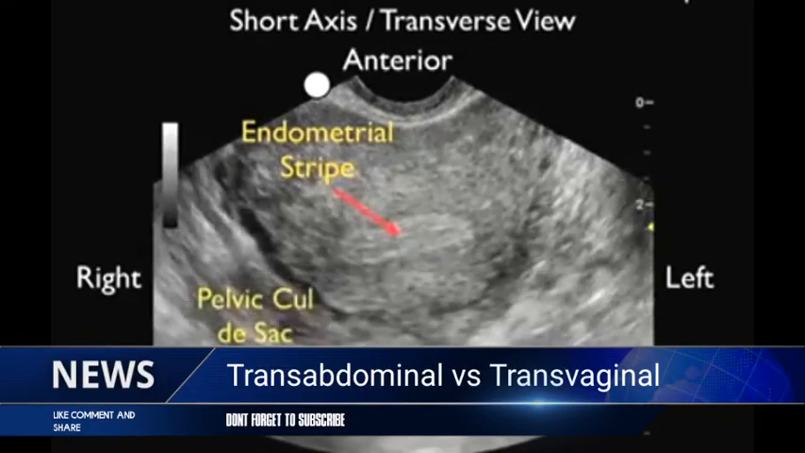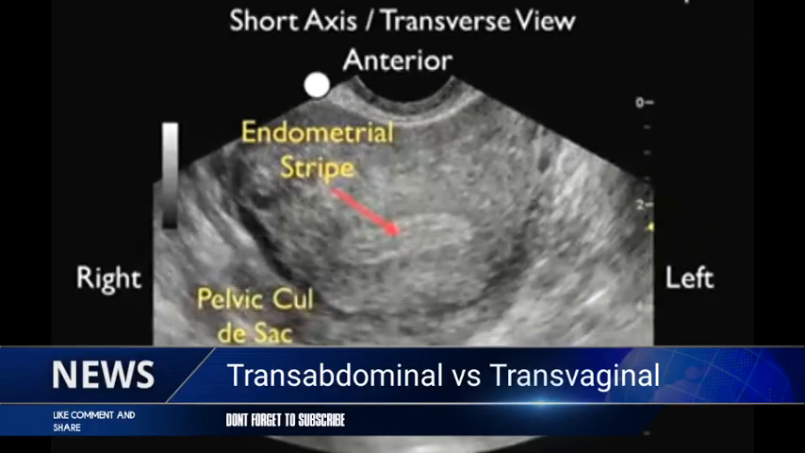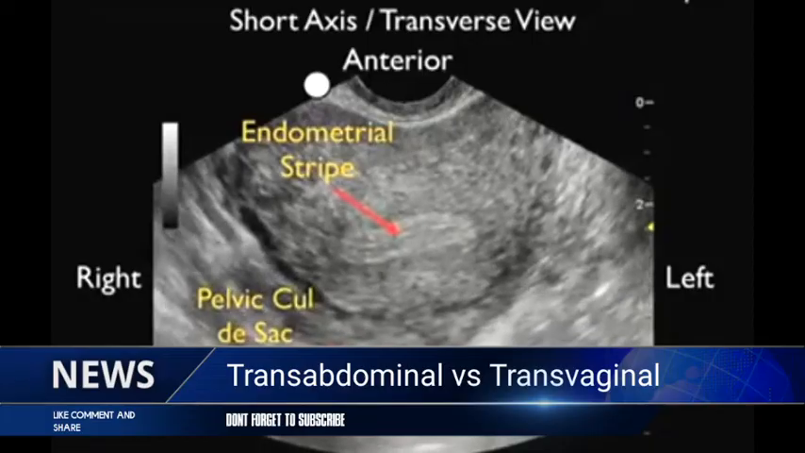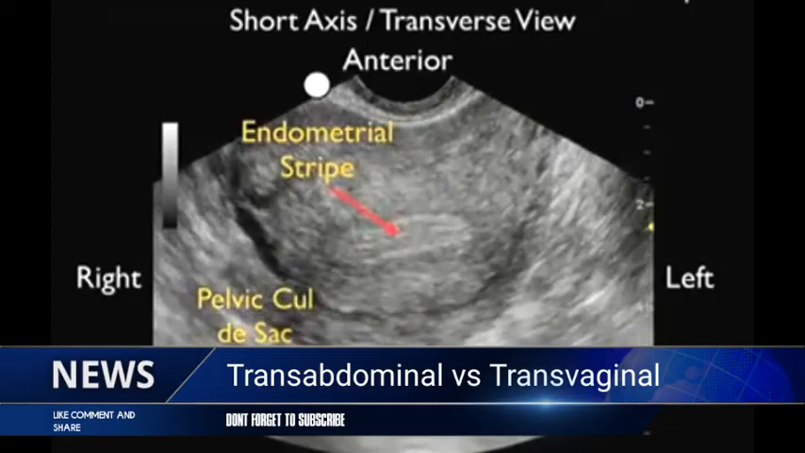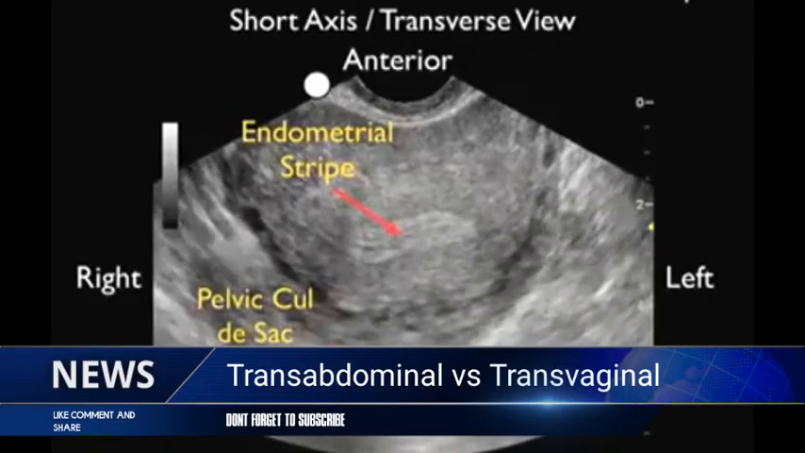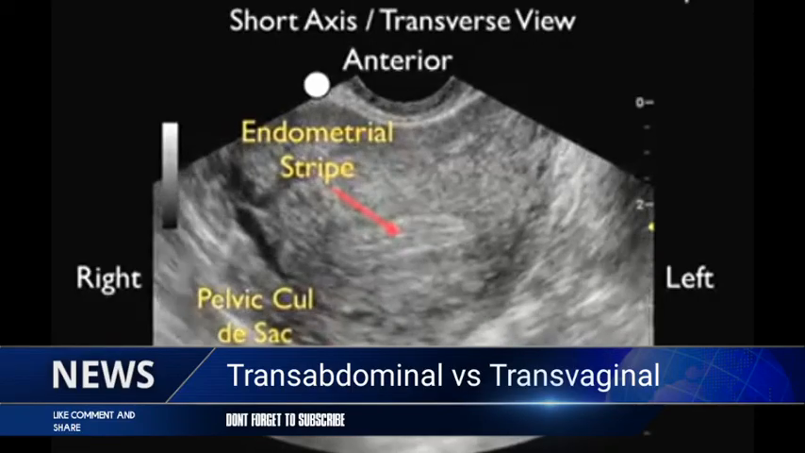We can see the uterus cut in cross section with the endometrial stripe in the midline of the uterus. We see the potential space, the pelvic cul-de-sac, just posterior to the uterus there. Notice here we failed to appreciate any anechoic or dark fluid collections within the pelvic cul-de-sac.